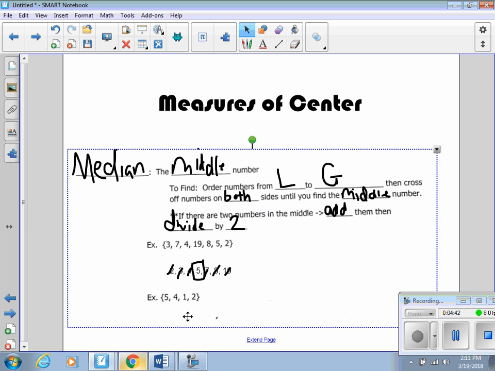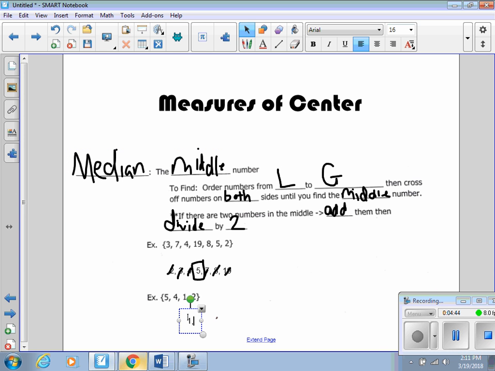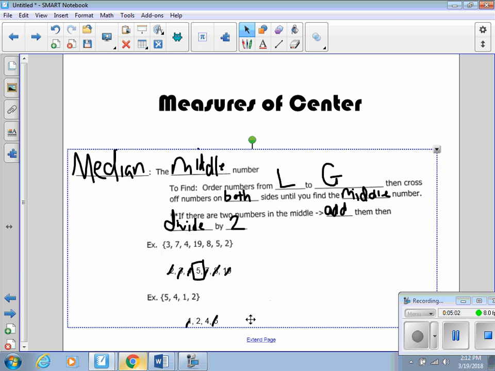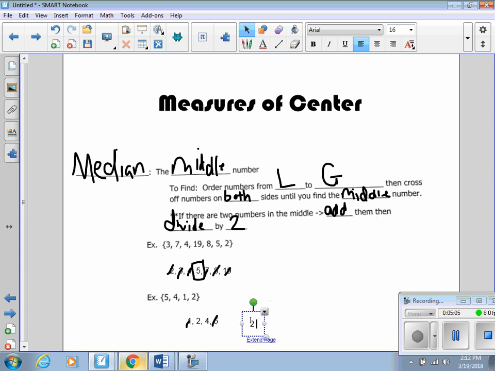For the next one, I put them in order. I'm going to have 1, 2, 3, 4, and then 5. And when I cross them off, I can only cross off 1 on each side, and I'm left with 2 in the middle. So I would do 2 plus 4 equals 6. And then 6 divided by 2 is going to give me 3. So my median of this data set would be 3.